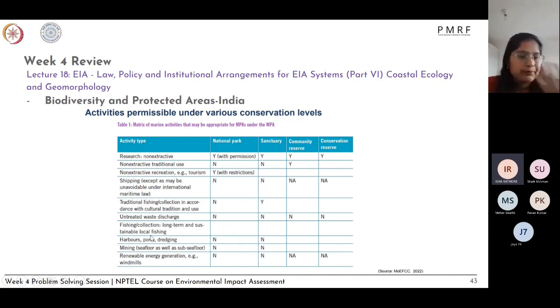So research is allowed with permission in all of these areas, but you cannot do a lot of the other things. Some of these national parks are not open for tourism as well. Some of them are open for tourism, but with restrictions on what sort of activities are allowed. So all of these activities are being maintained and regulated to keep the conservation levels in these protected areas.